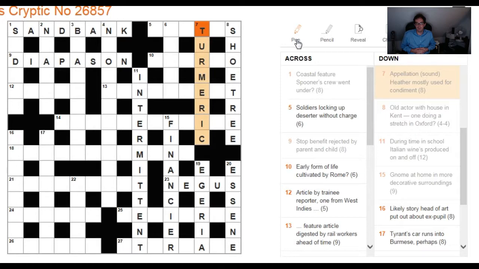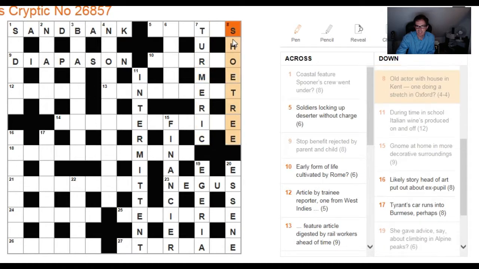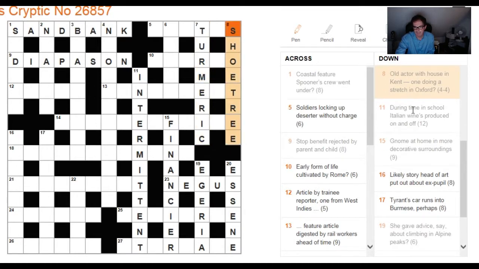So it's termed as a homophone for T-R-M at the start, which is an appellation or a name. Then 8 down, I wanted to mention as well, there's at least 2 bits of crossword-ese in here. So an old actor being a tree is something you do see from time to time. And then at the start you've got with house in Kent, because it's a southeastern county in England. If something's in Kent, it's almost always in the southeast, so that's what's going on there.